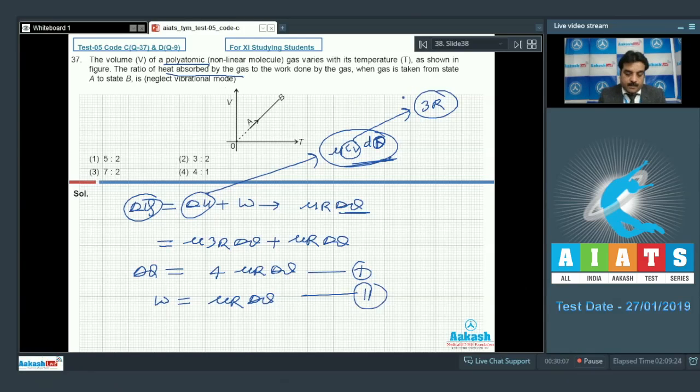The question is asking for the ratio of heat absorbed by the gas to the work done. So when you take the ratio between these two, you get Q upon W, I am writing Q for heat, 4 upon 1. So my final answer will be 4 ratio 1. So I can select option number 4 as the right choice. Let's move on to question number 38.